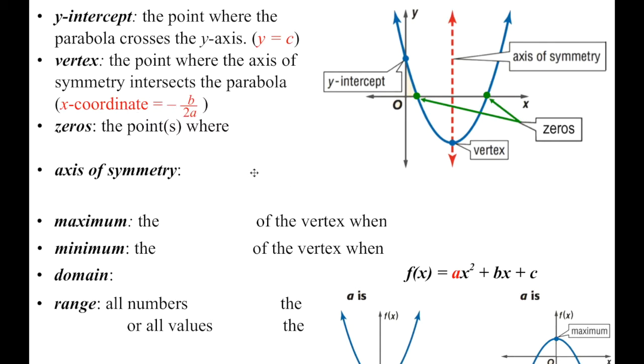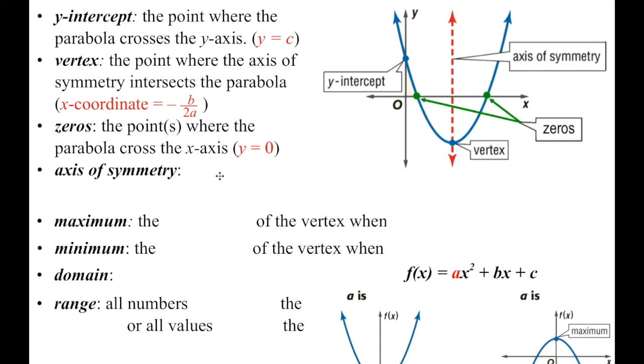Now the zeros are the points where the parabola crosses the x-axis. So that's where y would be equal to 0. So we would let f of x be 0, and then we would solve it for x. We'll get into that in future lessons. We're not going to talk about that a whole lot today, but in future lessons we will.